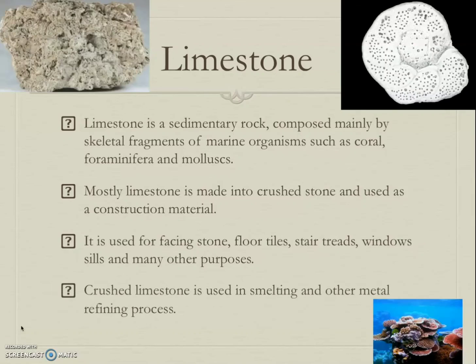Crushed limestone is used in smelting and other metal refining processes. Portland cement is made from limestone. China produces more than half of the limestone production in the world. Besides this, the United States, India, Russia, Brazil, and Japan also produce a lot of limestone.